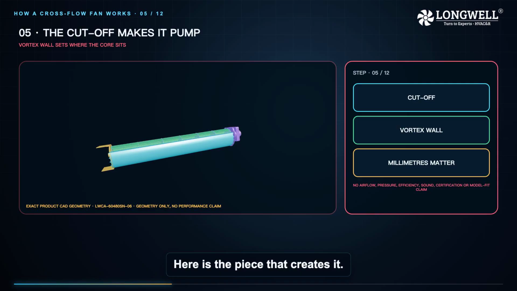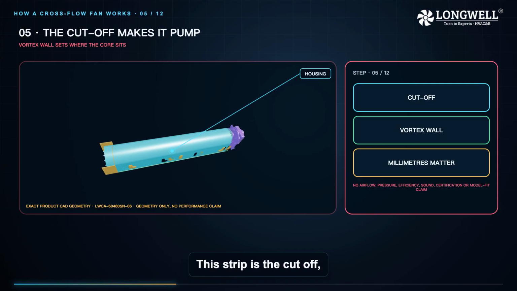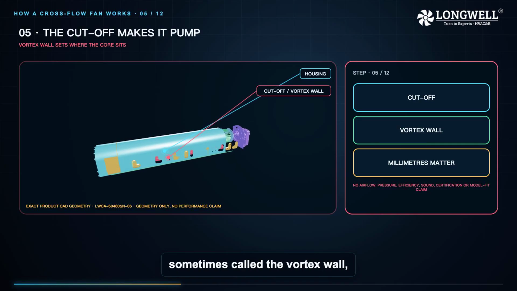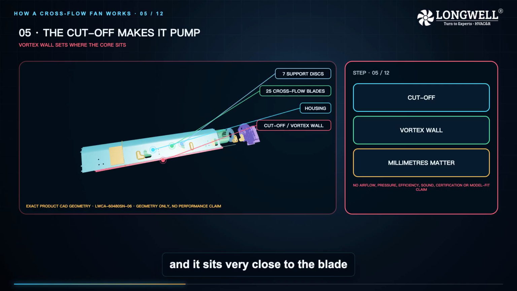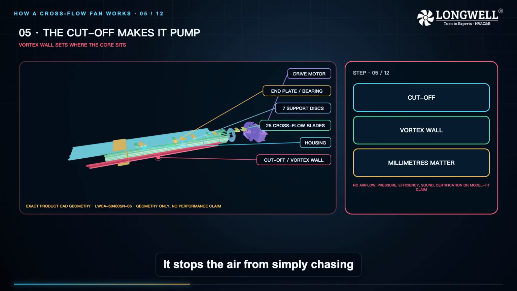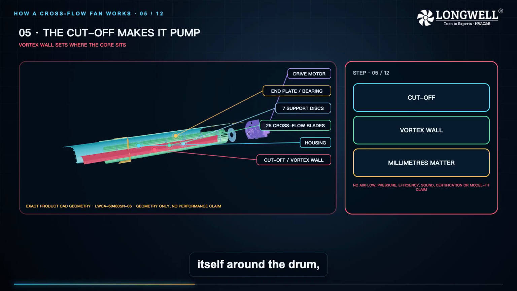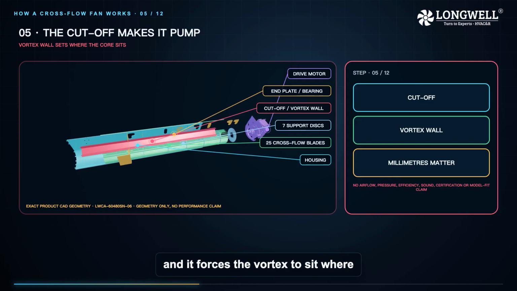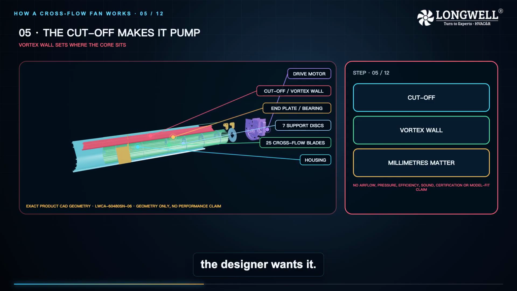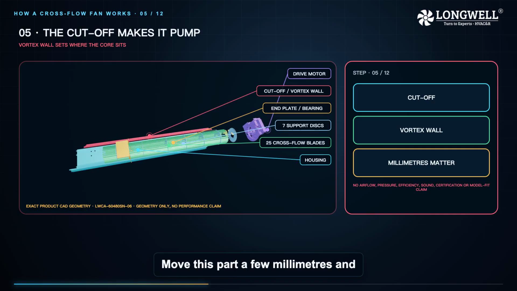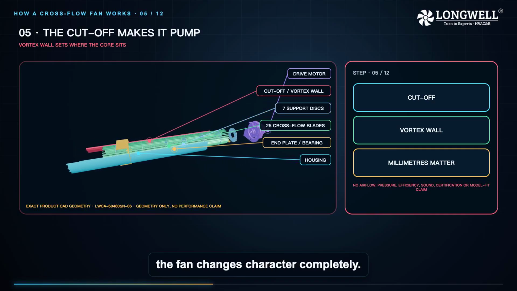Here is the piece that creates it. This strip is the cutoff, sometimes called the vortex wall, and it sits very close to the blade tips along the whole length. It stops the air from simply chasing itself around the drum, and it forces the vortex to sit where the designer wants it. Move this part a few millimeters and the fan changes character completely.